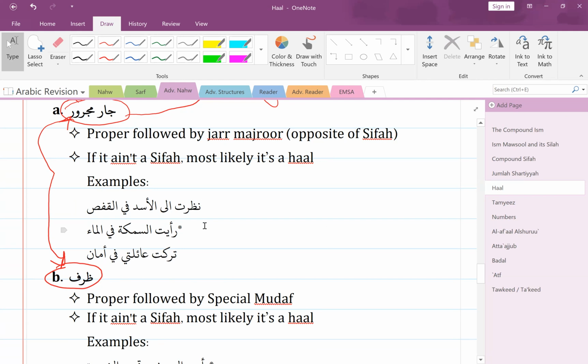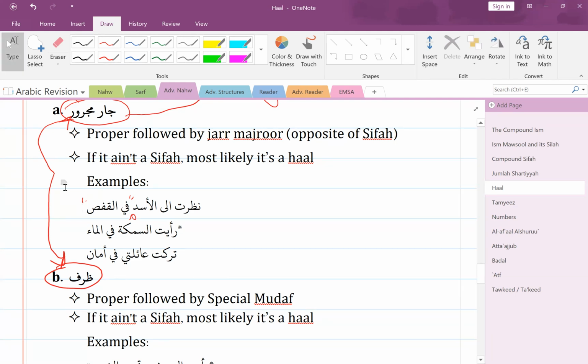For example, if I said نظرت إلى الأسد في القفص. I looked or I saw a lion in a cage. When you just hear the translation, you can automatically hear that I saw this lion while it was in a cage. Or I saw this lion as it was in a cage. Or I saw this lion existing in a cage, or caged in a cage, or something. You can feel like there's something missing, or you can translate it as while it was in a cage.